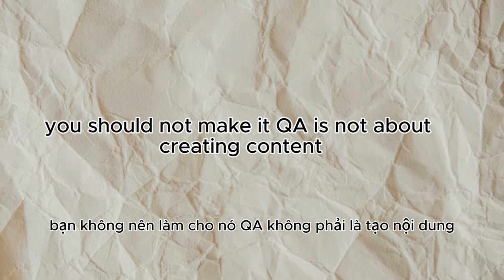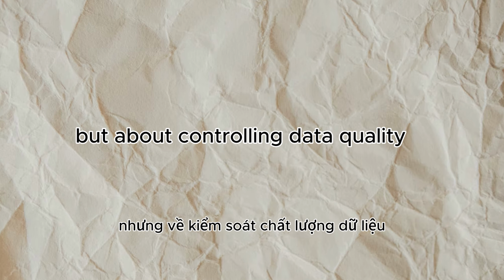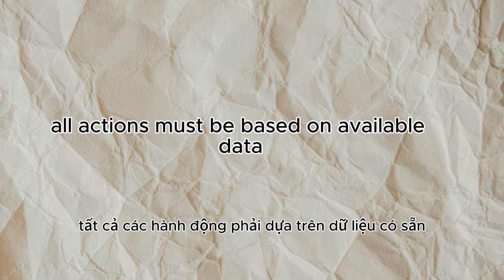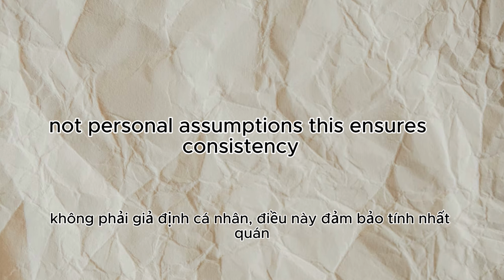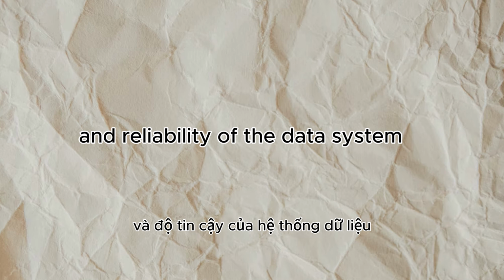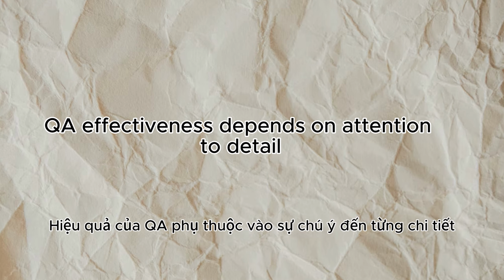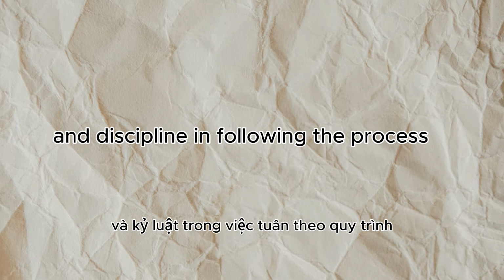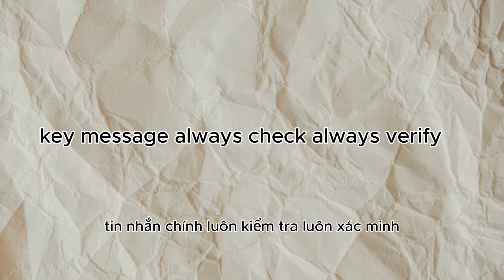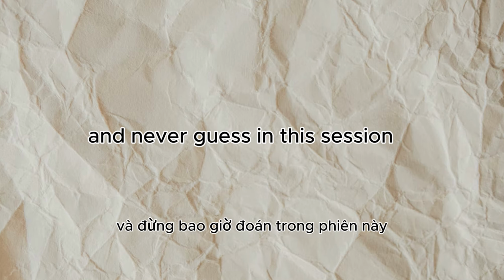QA is not about creating content but about controlling data quality. All actions must be based on available data, not personal assumptions. This ensures consistency and reliability of the data system. Ultimately, QA effectiveness depends on attention to detail and discipline in following the process. Key message: always check, always verify, and never guess.